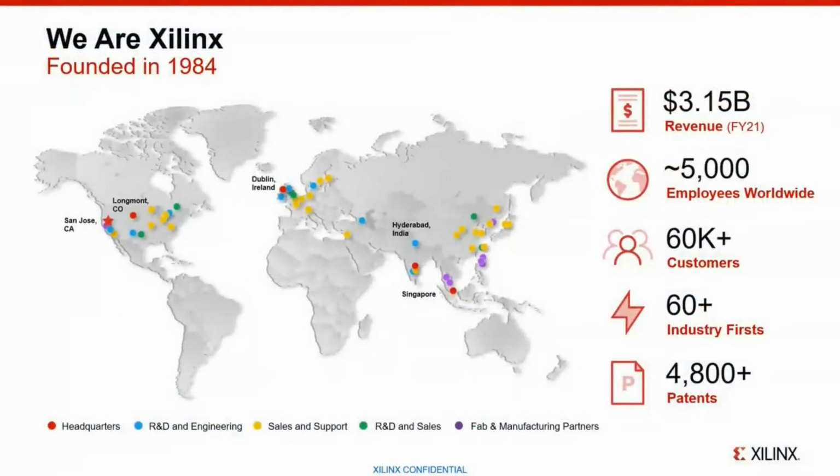So as some of you might know, Xilinx was the inventor of the first FPGA back in 1984, but we've come a long way. We have offices all over the globe, and in fact, we have one of the largest engineering sites in Hyderabad as well. So that gives us a lot of unfair advantage for customers here in India, working closely with the design teams in Hyderabad. We have close to 5,000 employees, about $3.15 billion of revenue in FY21, 60,000 plus customers, and a lot of patents in our name.